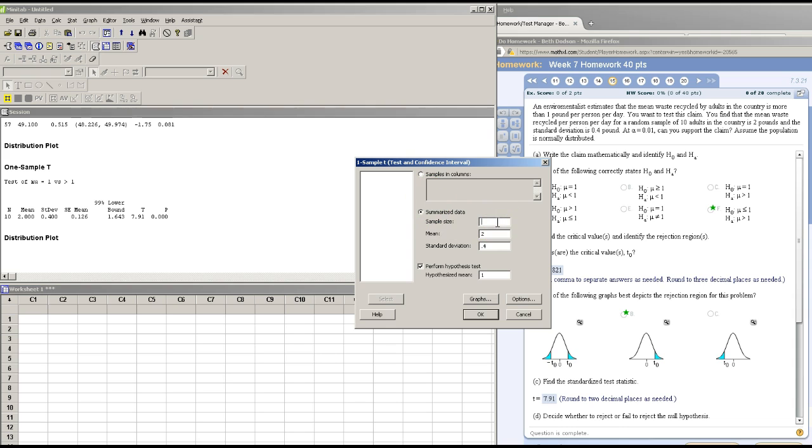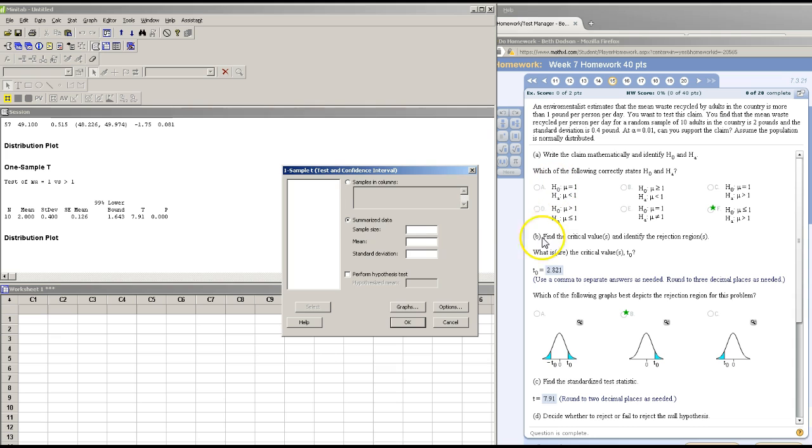Again, I've already got some information in here, so I'm going to get that out of there. Actually, I think it might even have been the information from this problem. That's okay. I'll take it out just so you can see it being put in. So in this case, we have summarized data. We would only use sample data in columns if we had information in the columns, but it's already summarized. So our sample size is 10. The mean of that sample, not the mean of the population, the mean of that sample was 2. And that standard deviation was given as 0.4.